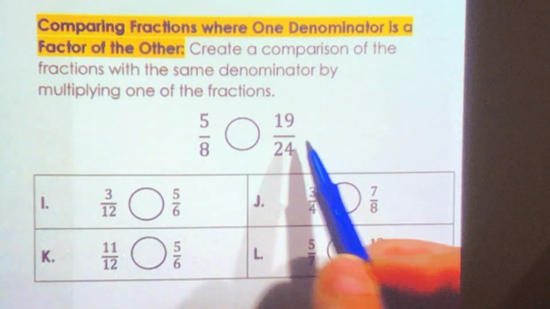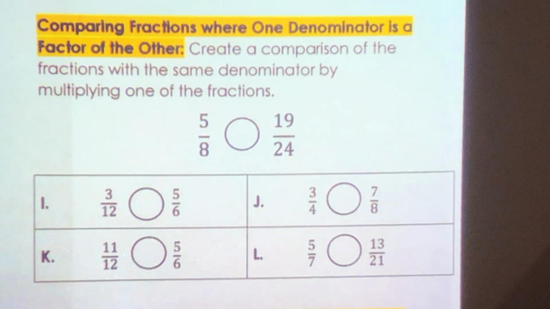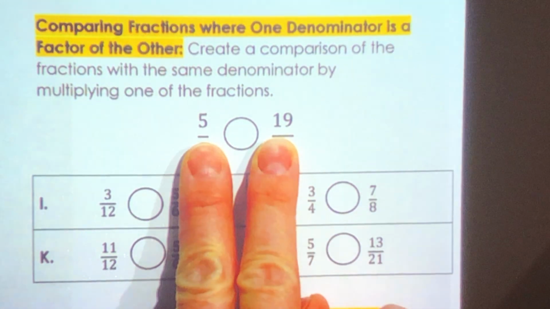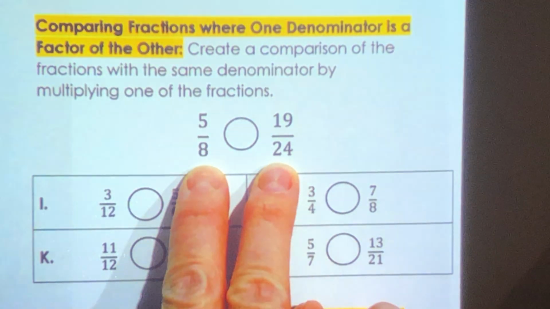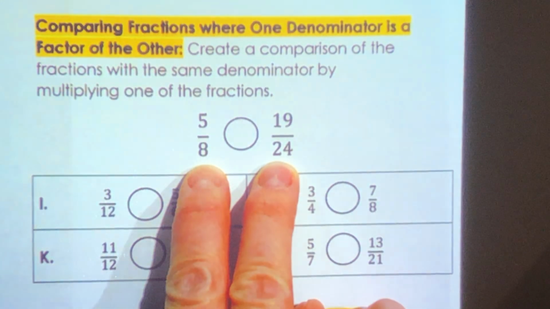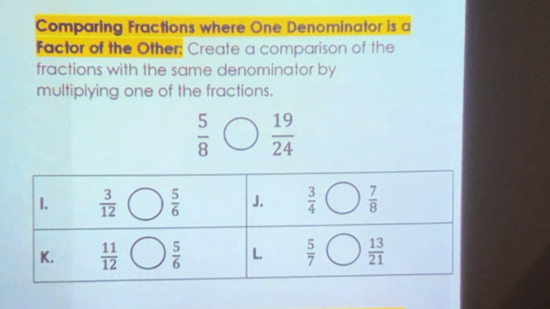So here I have 5/8 and I have 19/24. And if you're thinking about the previous lesson, you might be asking yourself, are the numerators the same? And the answer is no. Then you can ask yourself, okay, well, are the denominators the same? And the answer is no. So in order to compare those, it's kind of tricky because the denominators are not the same.